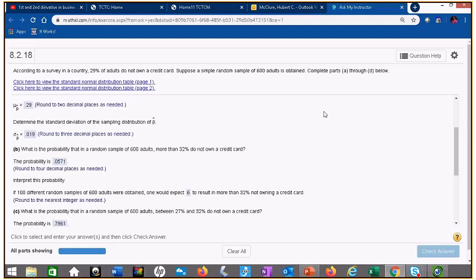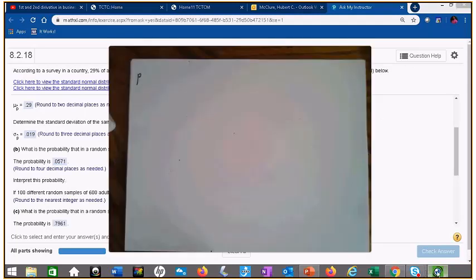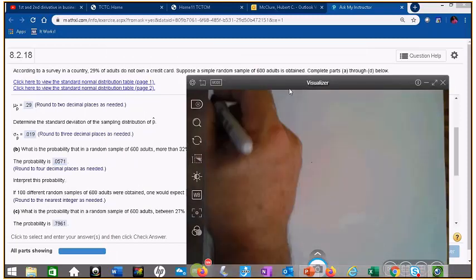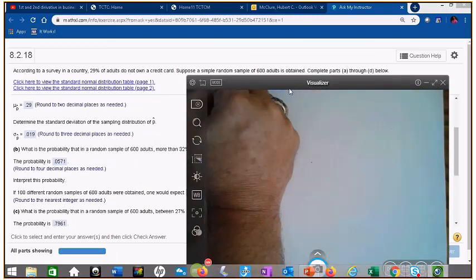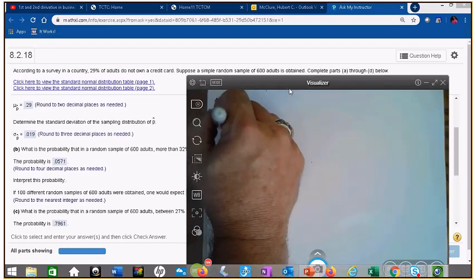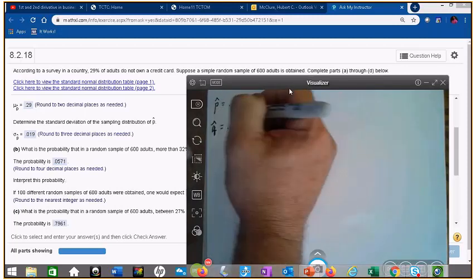According to a survey in a country, 29% of adults do not own a credit card. Well, right there, I don't care what the question's asking. P hat is equal to what? P hat is equal to 0.29. Therefore, Q hat is equal to what? 0.71.